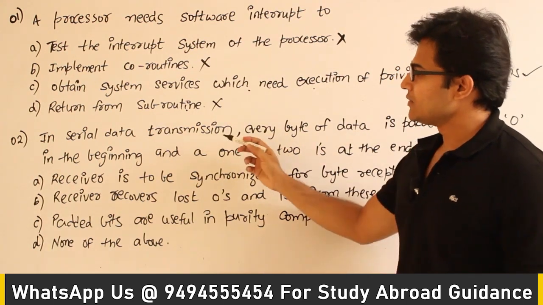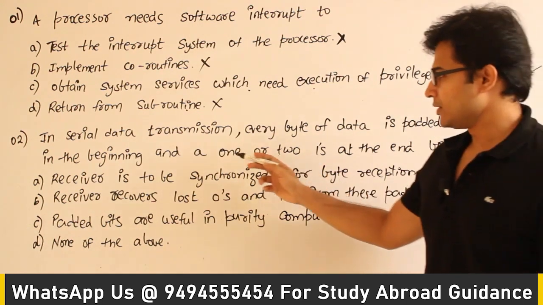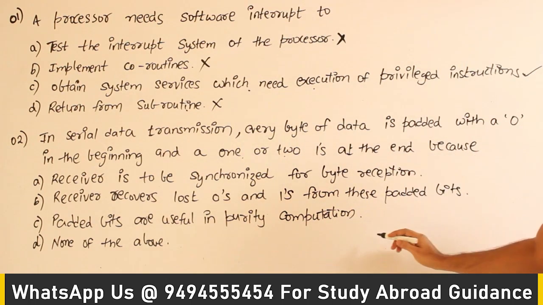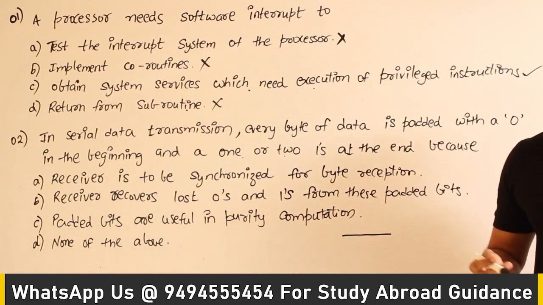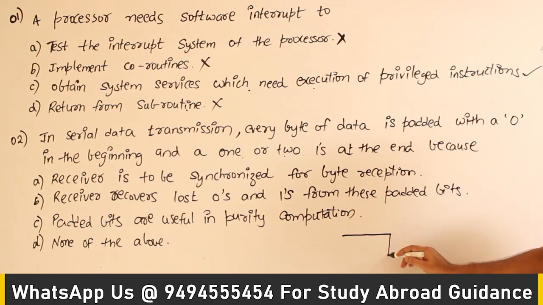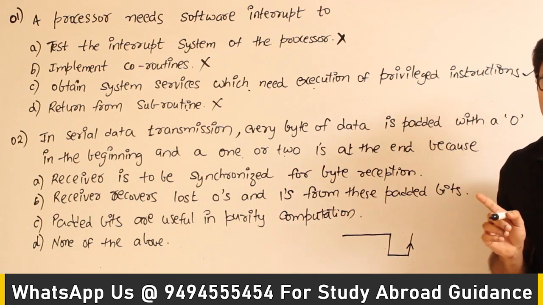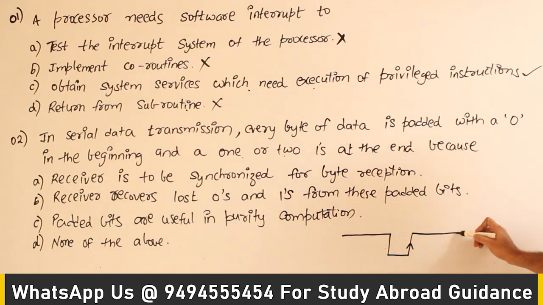And the next one, in serial data transmission, every byte of data is padded with a 0 in the beginning and 1 or 2 ones at the end. I told you that in serial transmission always 1 will be transmitted whenever no data needs to be transmitted, and before you transmit a byte, it transmits a 0 saying that you are about to transmit data. Why this is useful is, by looking at this particular edge, the receiver will adjust its clock so that it is synchronized in order to read the data.